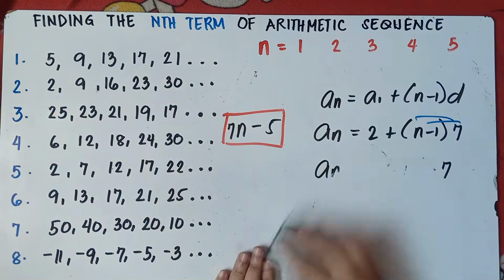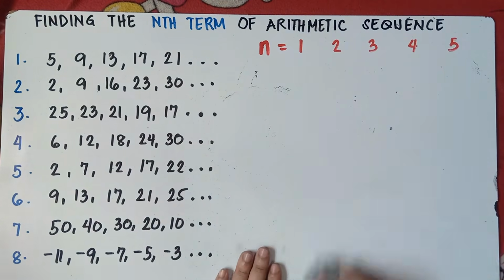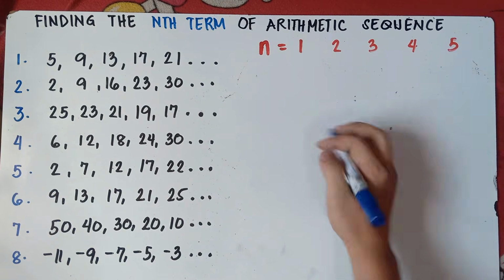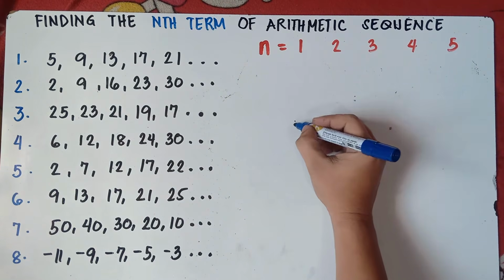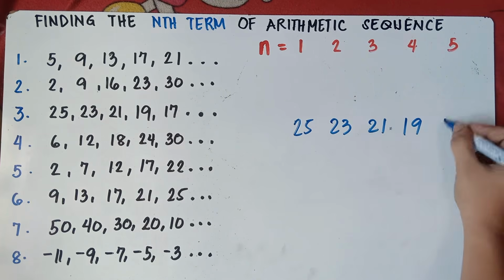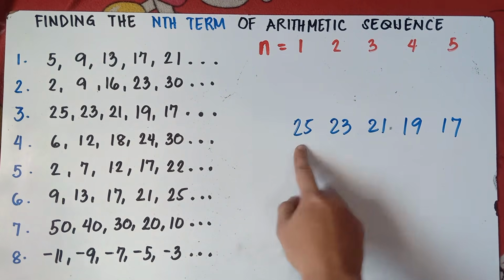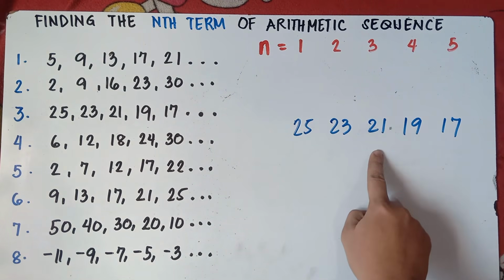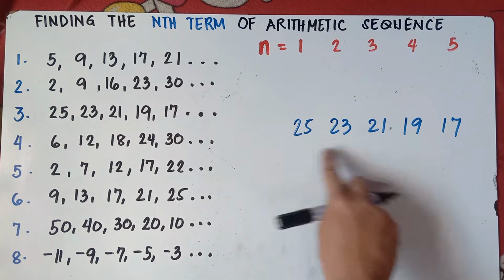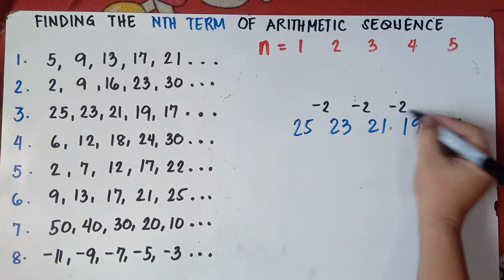And then we will be trying number 4, 3 and 4. And then you try to answer, class, 2, 5, 6, 7, 8. So we will be trying number 3 and 4. So number 3, the equation will be 25, 23, 21, 19, and 17. So what will be the thing, class, that we will do to 25 to make it 23, 23 to make it 21, 21 to make it 19, 19 to make it 17? Of course, we subtract 2, right? Minus 2, minus 2, and minus 2.